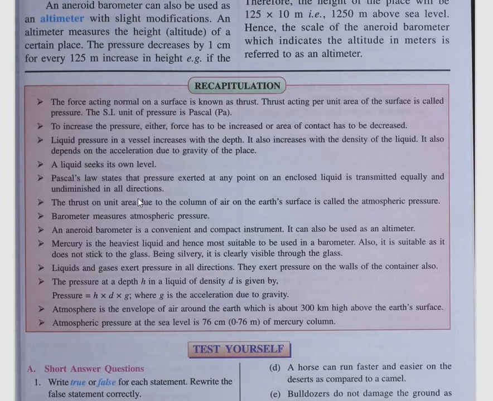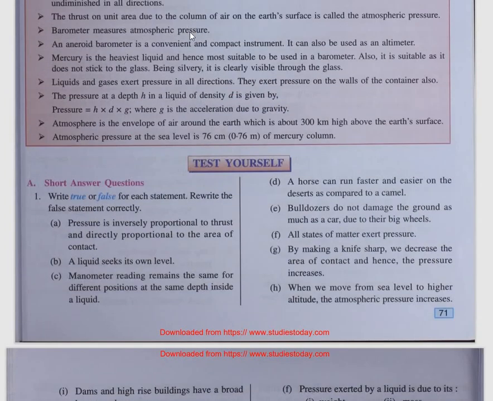The thrust on a unit area due to the column of air on Earth's surface is called atmospheric pressure. A barometer measures the atmospheric pressure. A manometer measures the liquid pressure. An aneroid barometer is a convenient, compact instrument. It can also be used as an altimeter. Mercury is the heaviest liquid and hence most suitable for use in a barometer. It is also suitable as it does not stick to the glass.